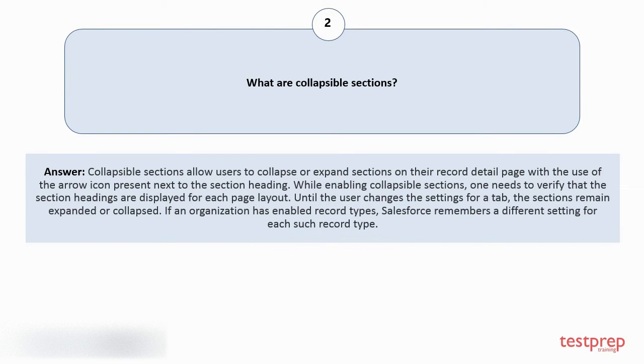While enabling collapsible sections, one needs to verify that the section headings are displayed for each page layout. Until the user changes the settings for a tab, the sections remain expanded or collapsed. If an organization has enabled record types, Salesforce remembers a different setting for each such record type.